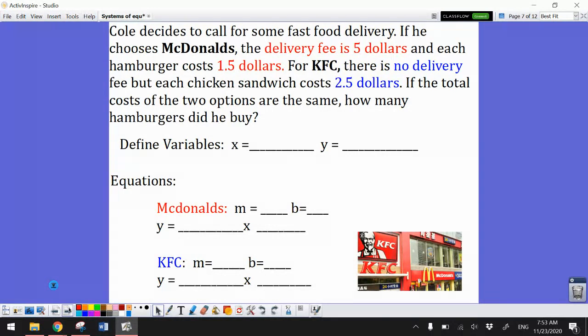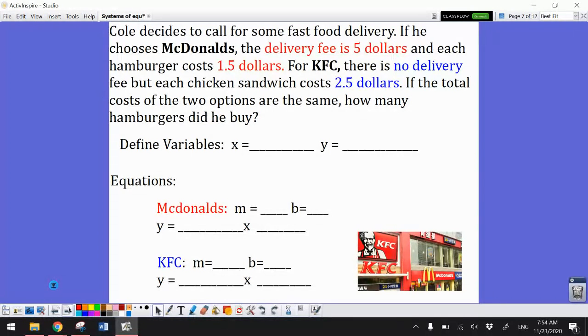Okay, so I have McDonald's and I have Kentucky Fried Chicken. And it says Cole decides to call for some fast food delivery. If he chooses McDonald's, the delivery fee is $5 and each hamburger costs $1.50. For Kentucky Fried Chicken, there's no delivery fee, but the chicken sandwich costs $2.50. If the cost of the two options are the same, how many hamburgers did he buy? So we're looking for how many hamburgers he bought if the two options are the same.